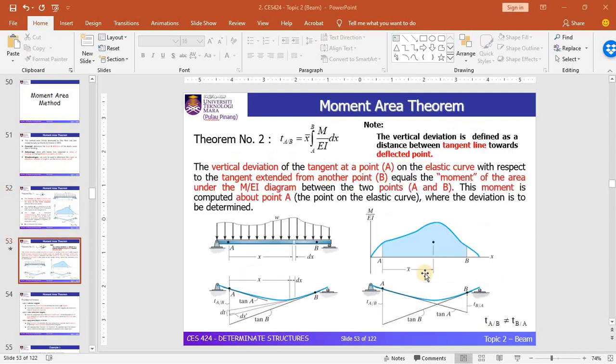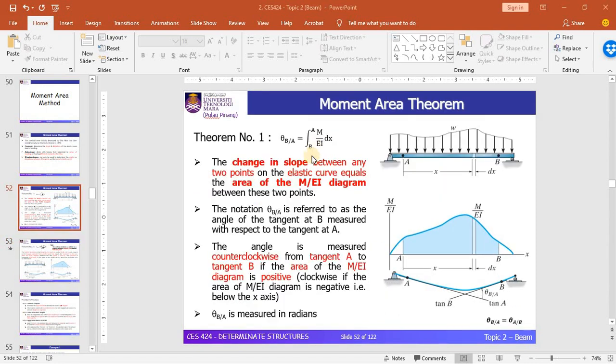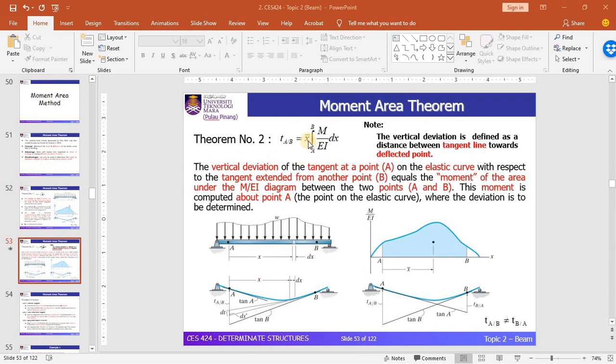Let's move on to the second theorem. In the second theorem, we have x bar, and I'm going to explain in detail how to get this x bar, multiplied with the integration of M over EI. So there is an additional term in this equation when you compare it with the first theorem. In the first theorem, this x bar did not exist.